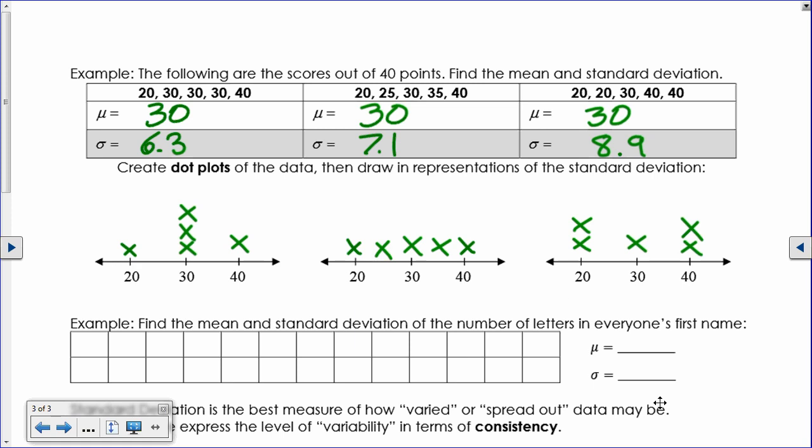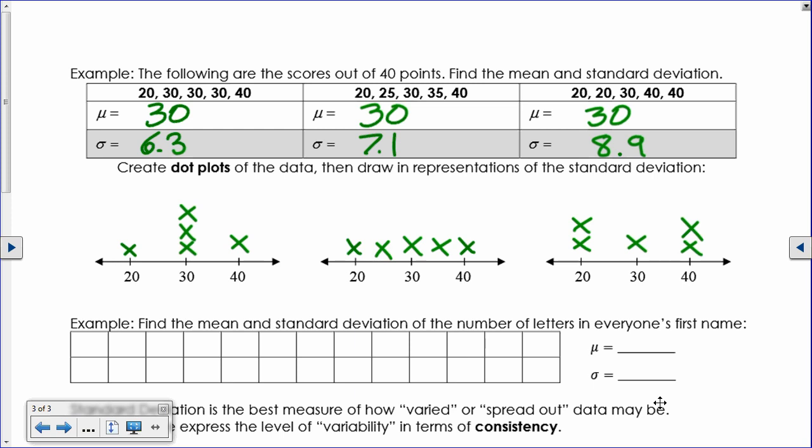So that's how you can interpret the standard deviations. How far away are the majority of your points from the mean? The more spread out they are, the higher the standard deviation. The closer they are clustered to the mean, the smaller the standard deviation. You do need to know how to interpret standard deviation and understand what small versus big means.